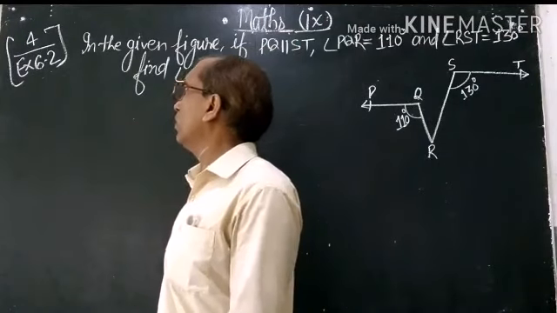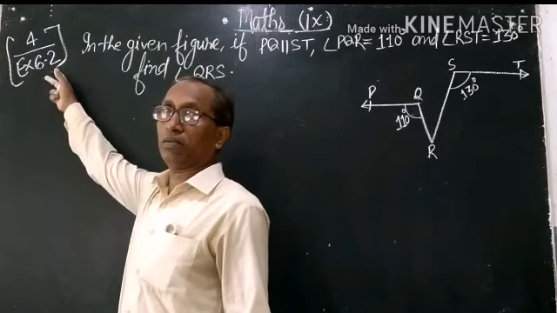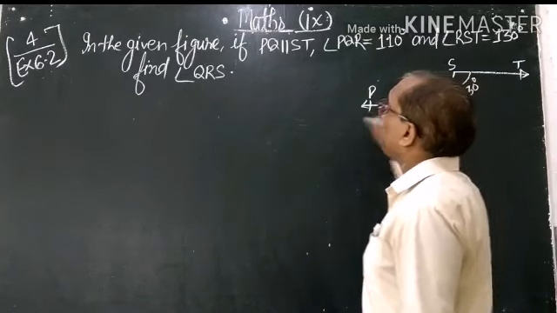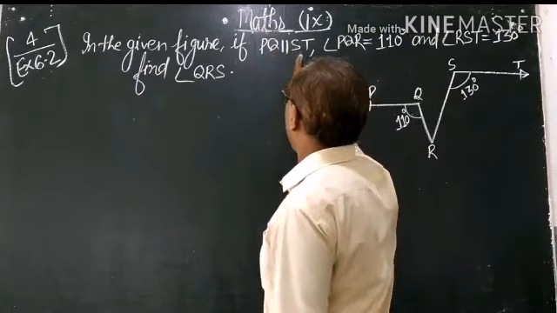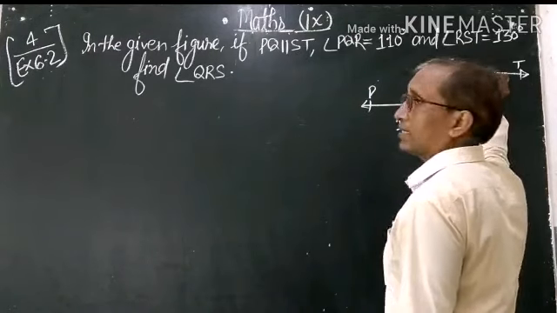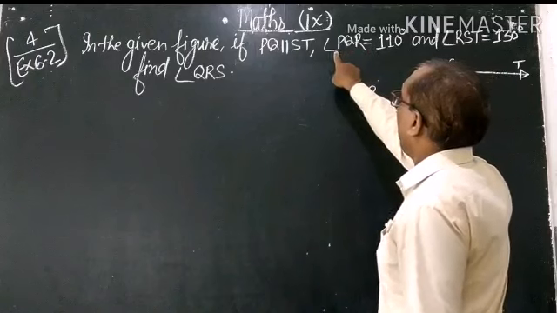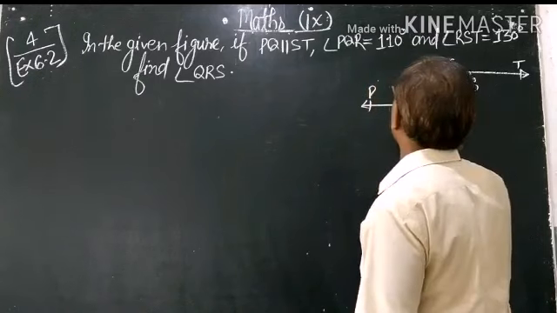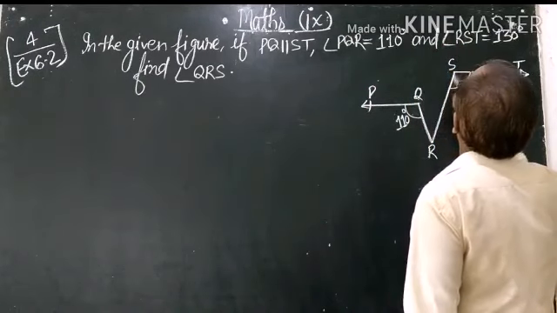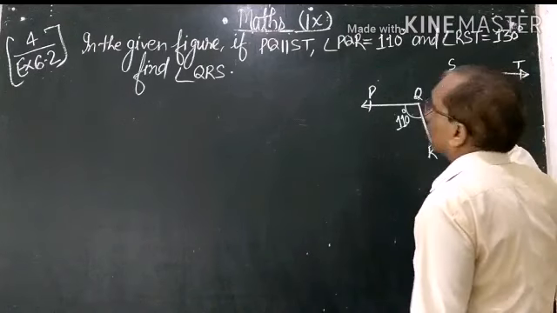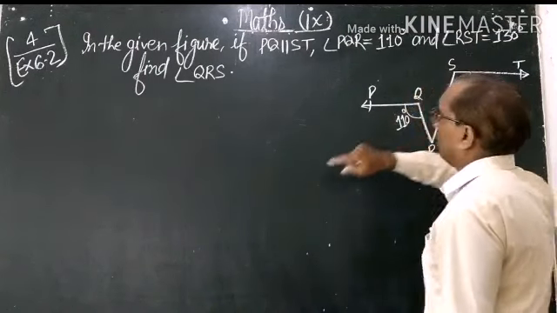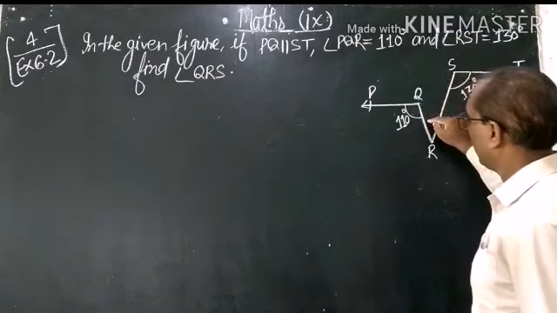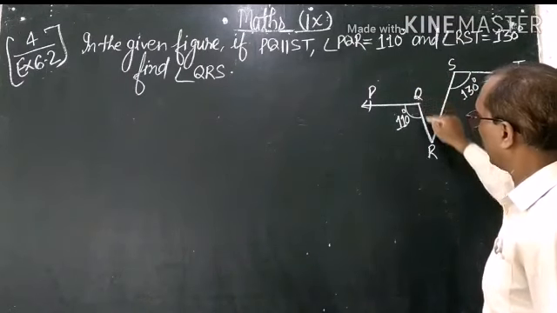Students, question number 4 of exercise 6.2. In the given figure, here is the figure, if PQ is parallel to ST, angle PQR is equal to 110 degrees, and angle RST is equal to 130 degrees. Find angle QRS, means you find the value of this angle QRS.